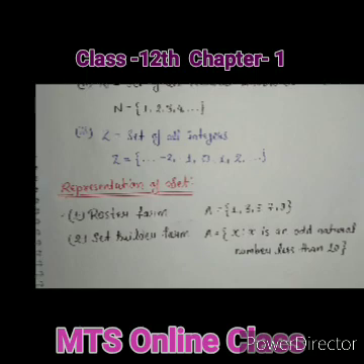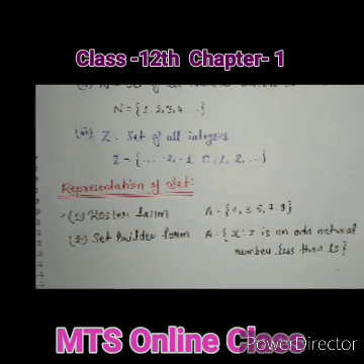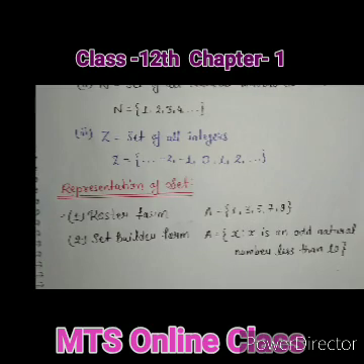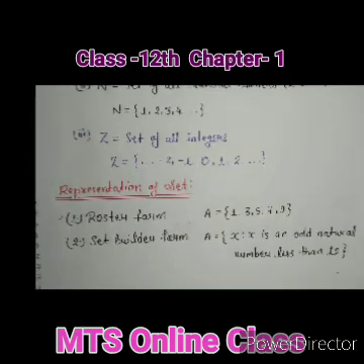Next, we can represent a set in two ways: roster form and set builder form. Roster form means we specify all the elements of the set. In set builder form, instead of writing all the elements of the set, we write some rule or method. We do not specify all the elements; we write the rule in short form. That is the set builder form.